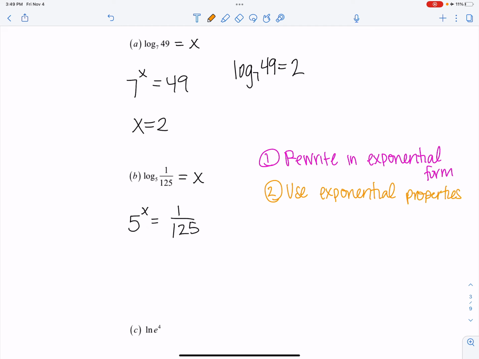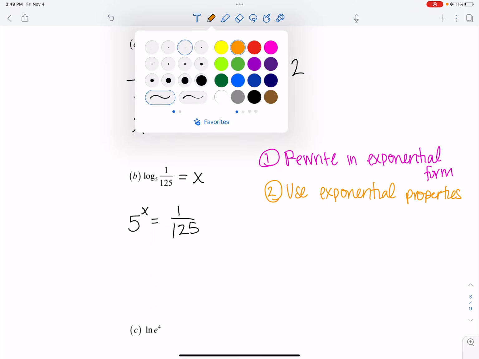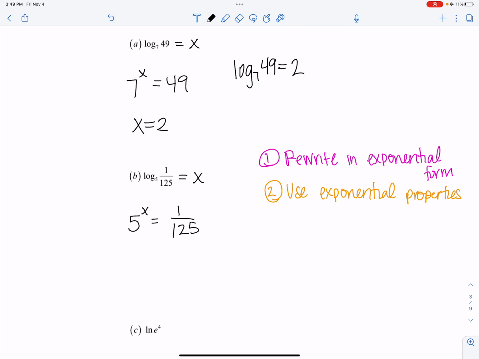So if you need to, go back and review your exponential properties. We talked about them last lecture. We're going to be using them in this one. They're really important. Please review them if you need to.